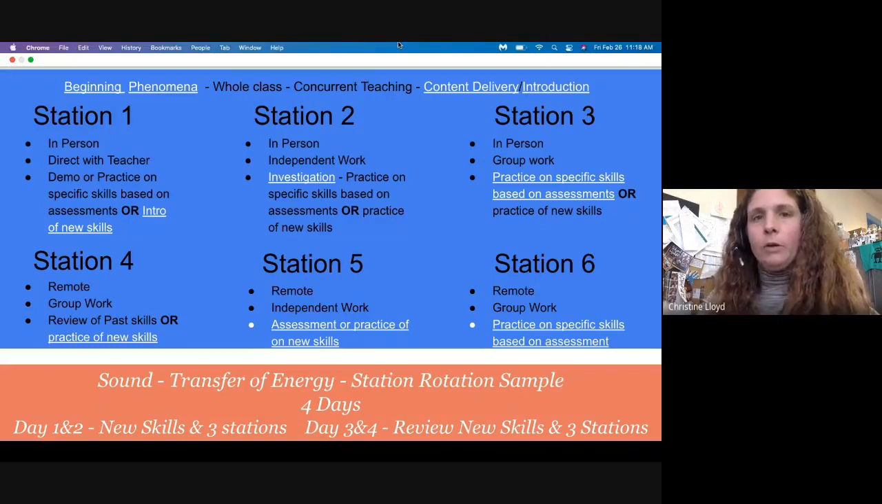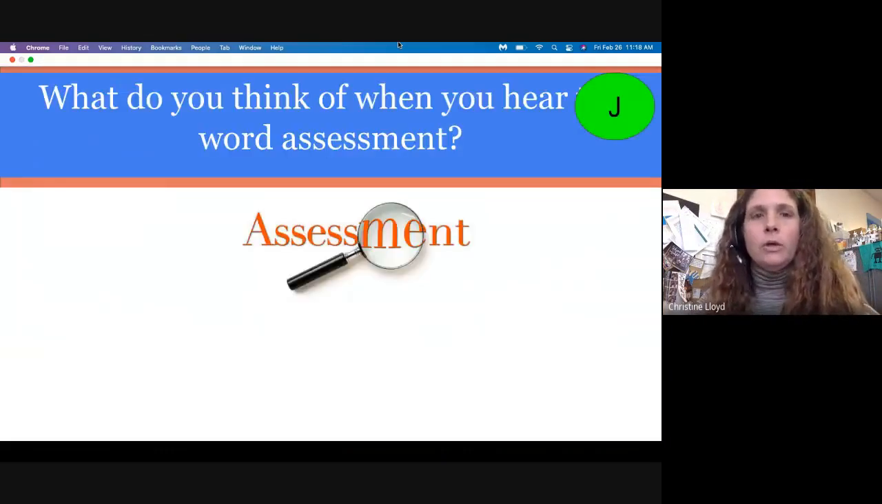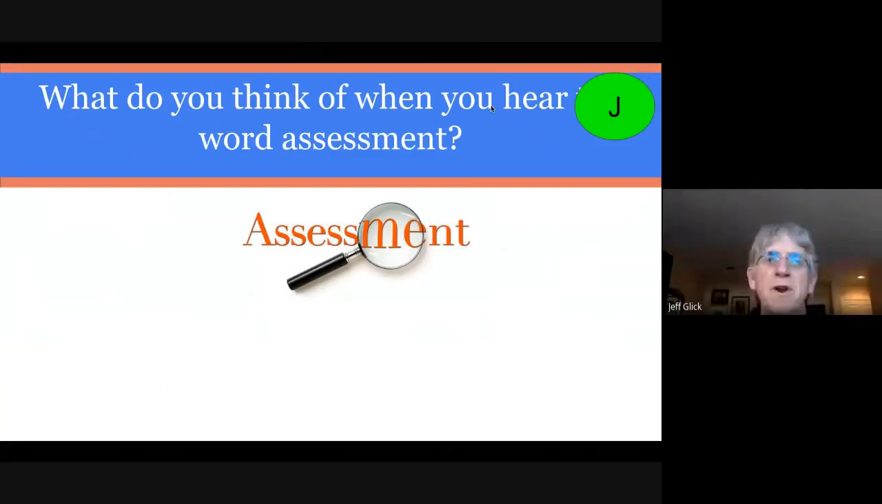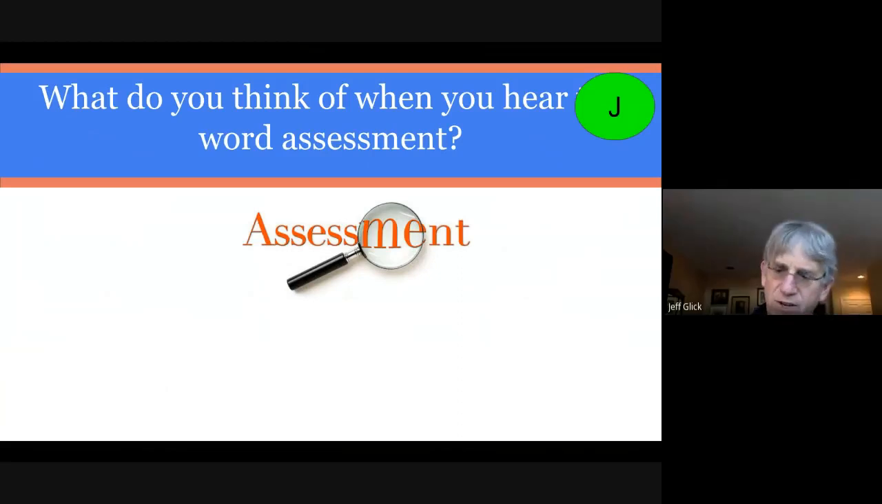So now that we're thinking, okay, this is what my classroom might look like as I move into hybrid, or if I'm still remote, now we're really getting into the formative assessment piece. All right, Jeff. So the first thing we want to think about is when you hear the word assessment, what's the first thing that comes to your mind? What do you think about? Test. Okay, so great. Just throw it out there.